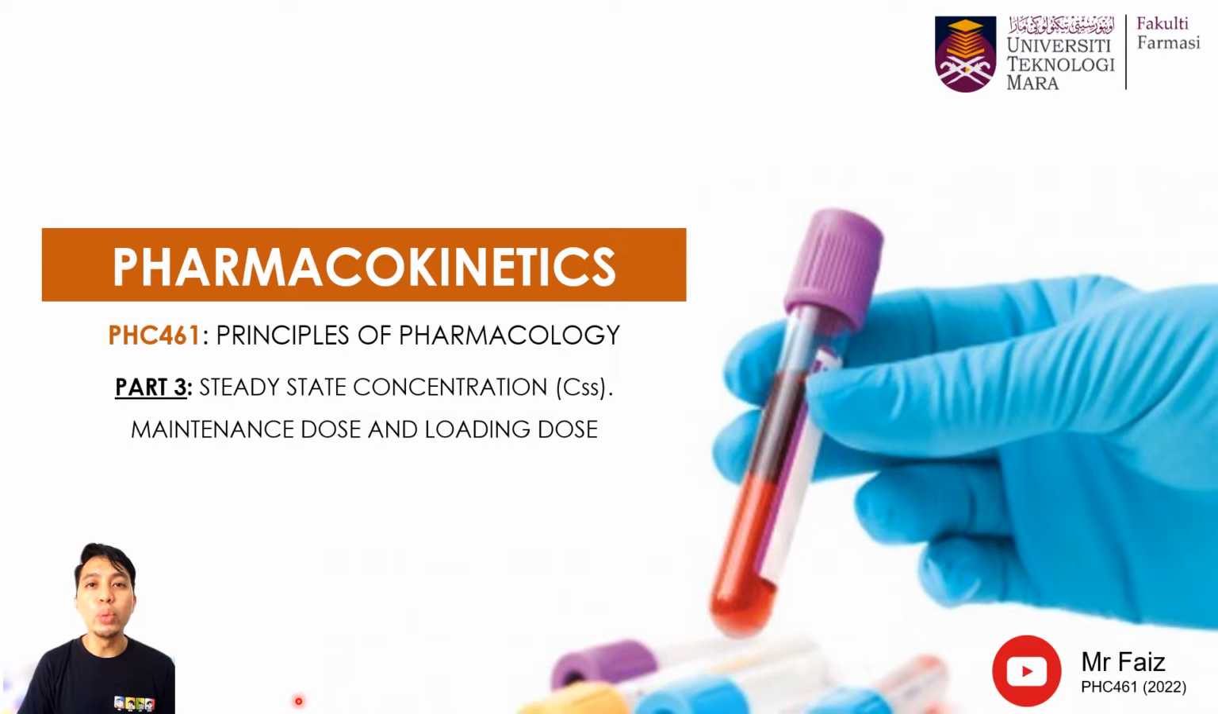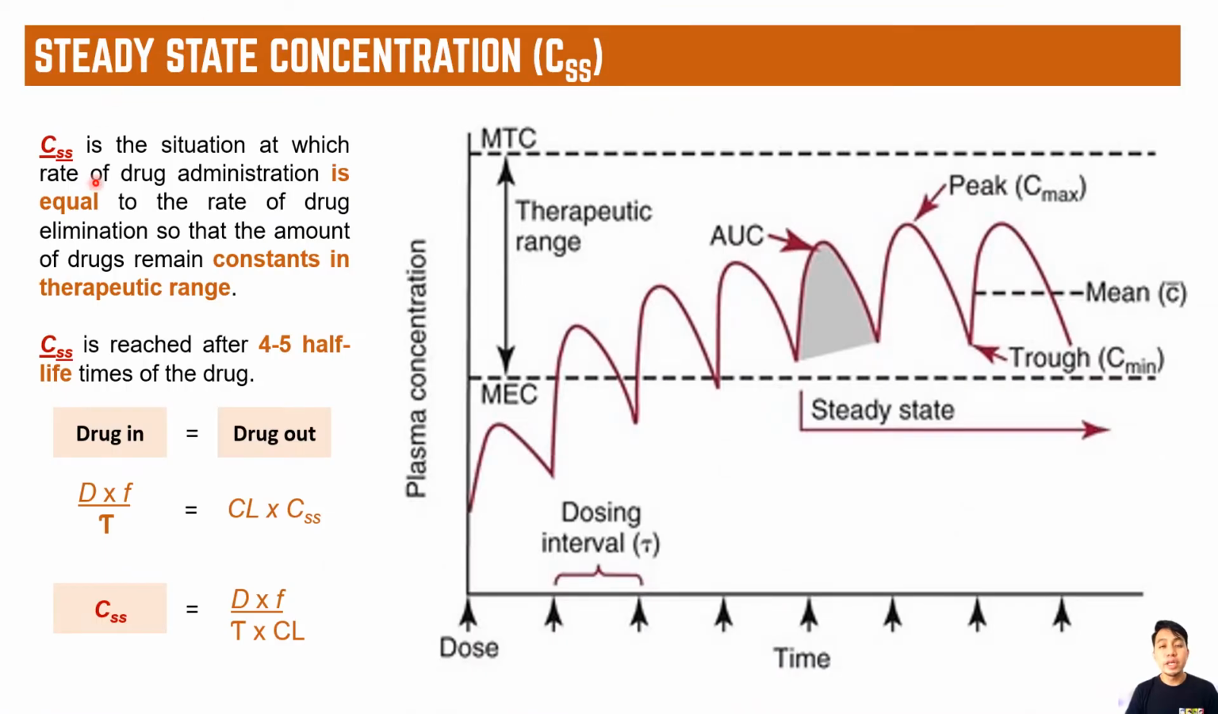So in this video, we're going to discuss the steady state concentration, known as CSS, as well as the maintenance dose and loading dose. Steady state concentration is the situation in which the rate of drug administration is equal to the rate of drug elimination, so that the amount of drug remains constant in the therapeutic range, as you can see in this diagram.